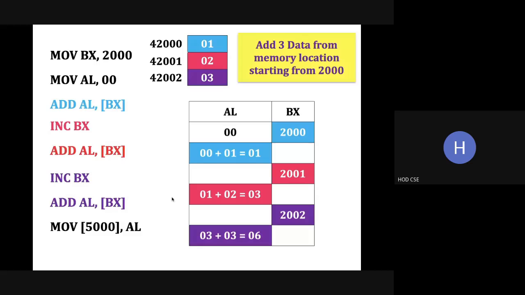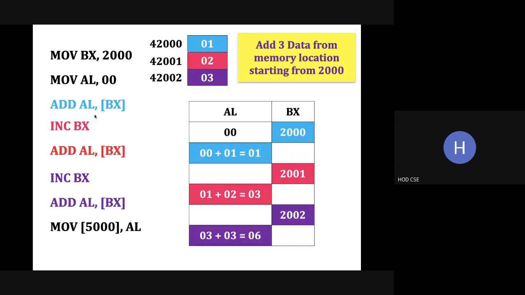So the next program is adding 3 data from the memory location starting from 2000. Let us take this example here. At 2000, we are having the data 01, 02 and 03. So here I'm initializing the offset value BX as 2000.